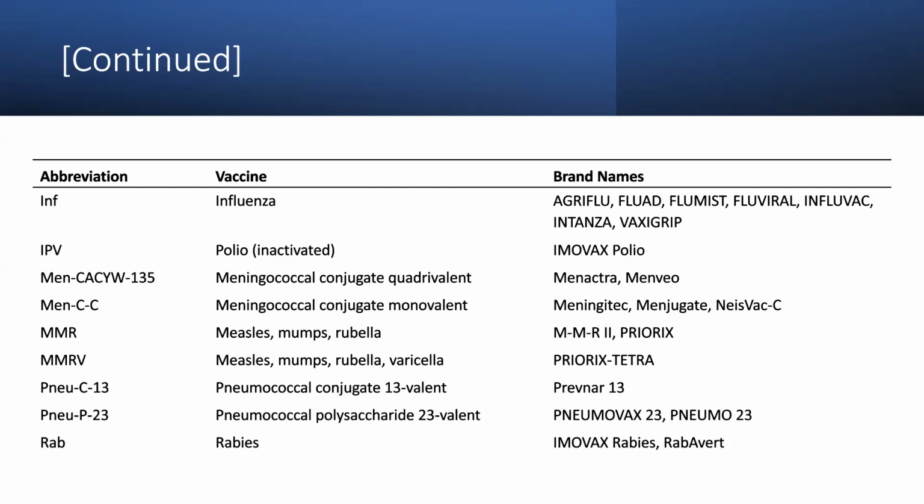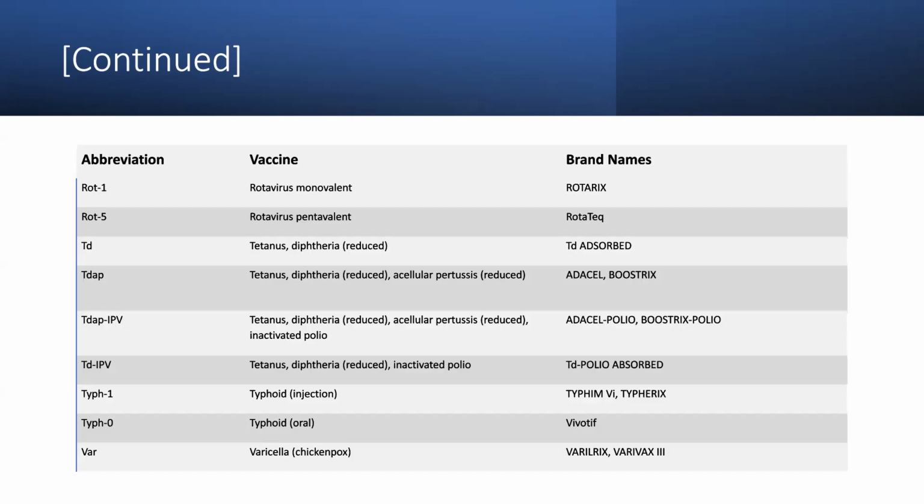Pneumo-C-13, pneumococcal conjugate 13-valent: Prevnar 13. Pneumo-P-23, pneumococcal polysaccharide 23-valent: Pneumovax 23. Rabies: Imovax Rabies and RabAvert. Then we have Rot1, rotavirus monovalent: Rotarix. Rot5, rotavirus pentavalent: RotaTeq. Td, tetanus, diphtheria reduced: Td adsorbed. Tdap is tetanus, diphtheria reduced, acellular pertussis reduced: Adacel, Boostrix. Tdap-IPV, tetanus, diphtheria, acellular pertussis, and inactivated polio: Adacel Polio or Boostrix Polio.